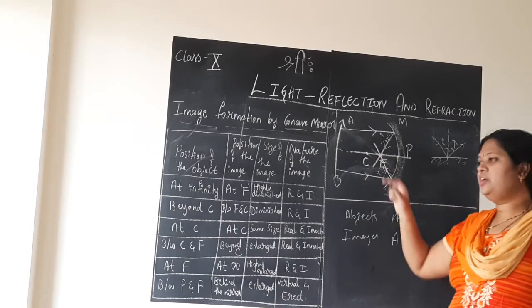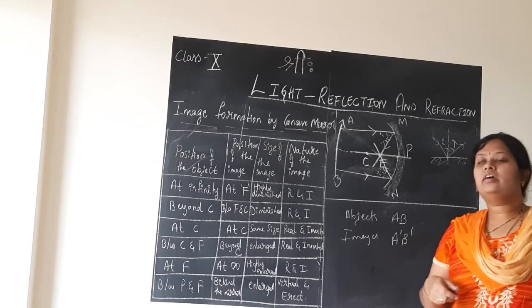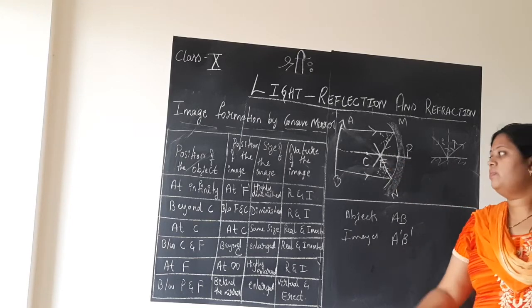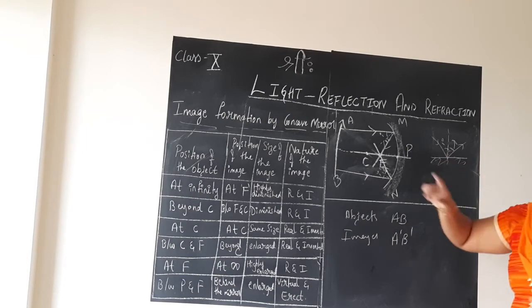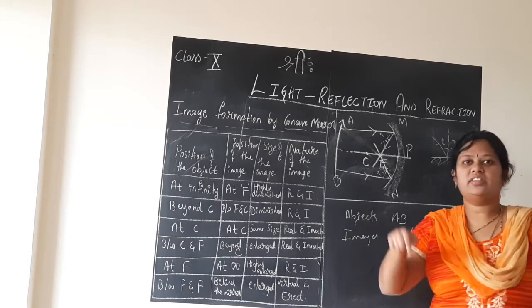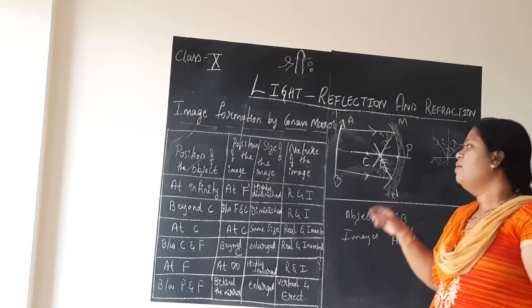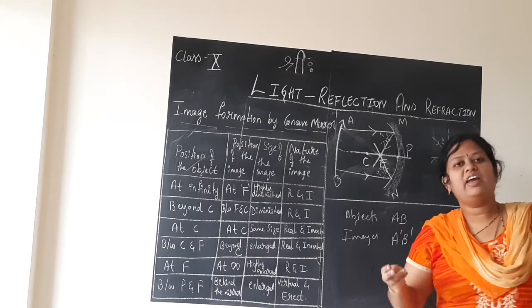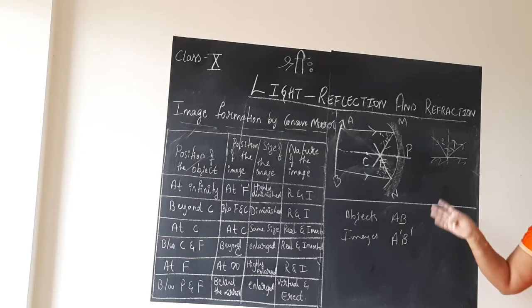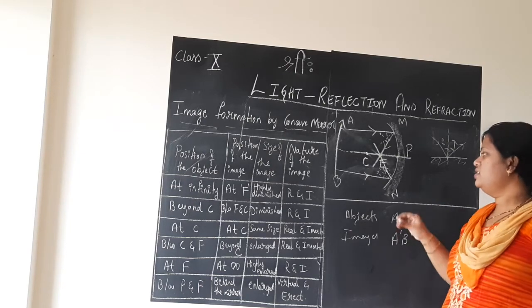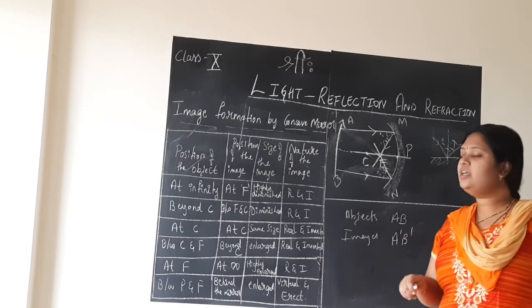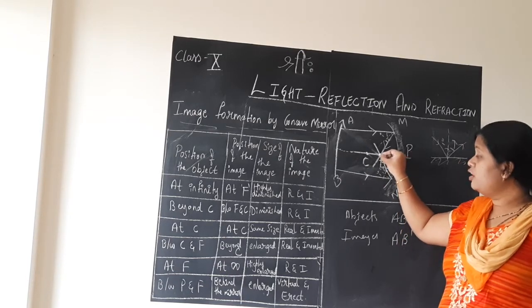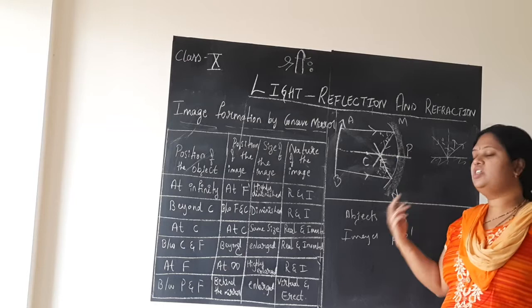Highly diminished image. You may wonder, we cannot see the image itself, ma'am, how can we say it is real or inverted? Only if you look, it appears upside down, so we can write inverted and real. But by drawing the ray diagram, children, we have our own constraints. So we cannot show all that. Just think that the image is formed at the principal focus F of the mirror, and the image formed is highly diminished, real and inverted.